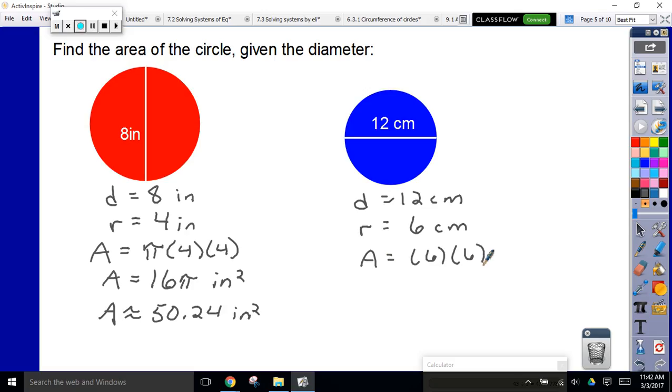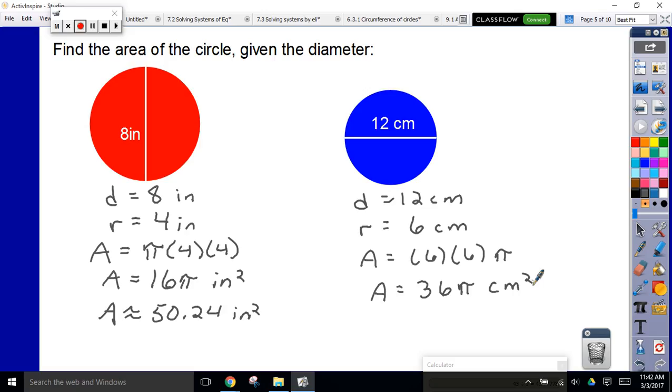And we get 36. Okay, so is the area 36? No, it's 36 pi, good. We want to make sure we keep the pi in there. And what are my units? Centimeters squared. Good. Now notice on this one, I put the pi after the 6 times 6. It doesn't matter what order they go in when you're multiplying, so you can write it like this, or you can write it first like we did in the previous problem.